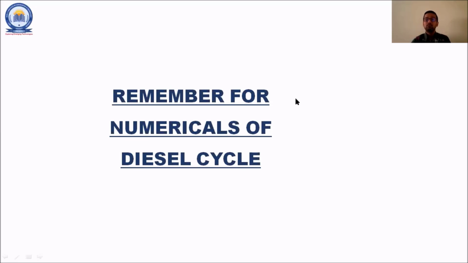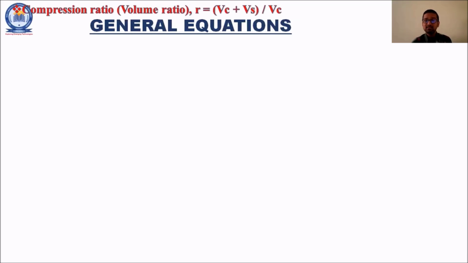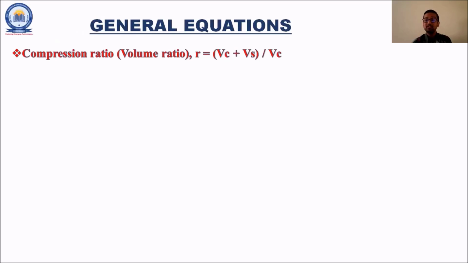Remember friends, for the diesel cycle also, as we have done in the Otto cycle, the first and foremost thing we need to do is draw the PV diagram and the TS diagram before starting the numerical. So this is the PV diagram and the TS diagram representing the different processes of the diesel cycle. Now let us understand some of the equations which will be used for solving the numericals.